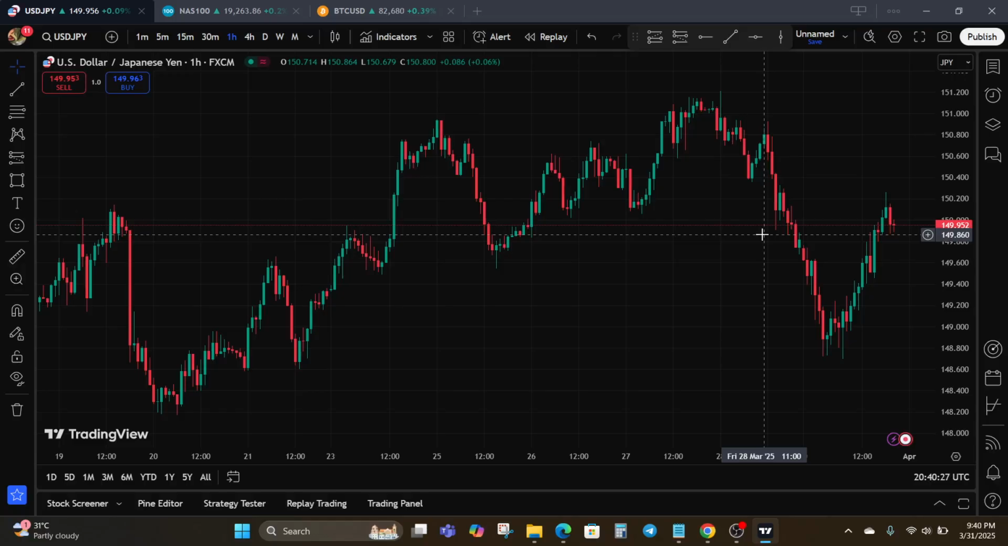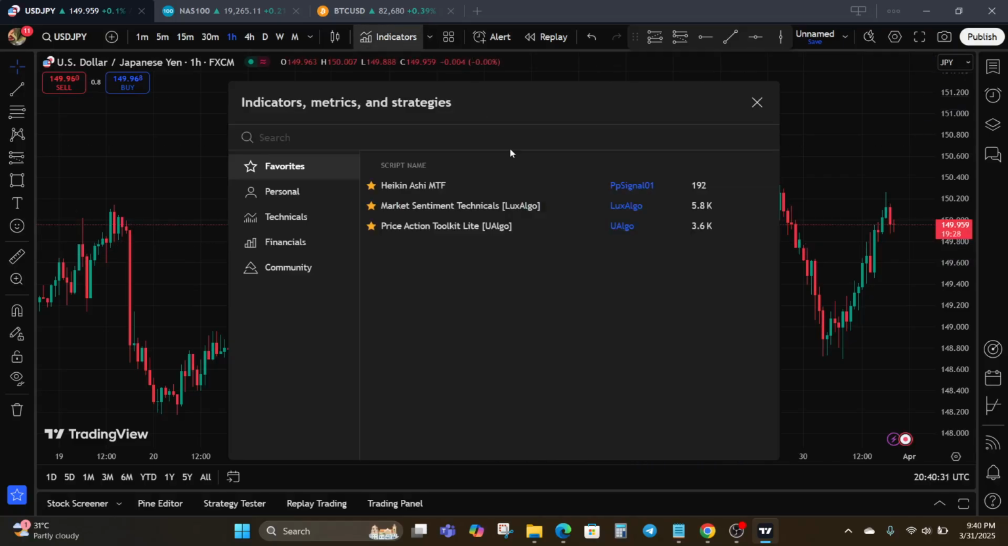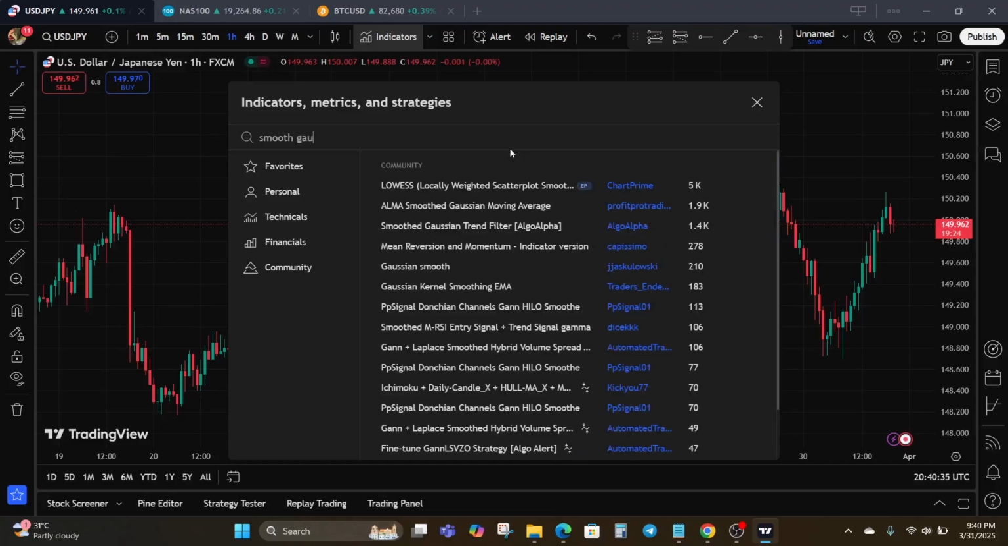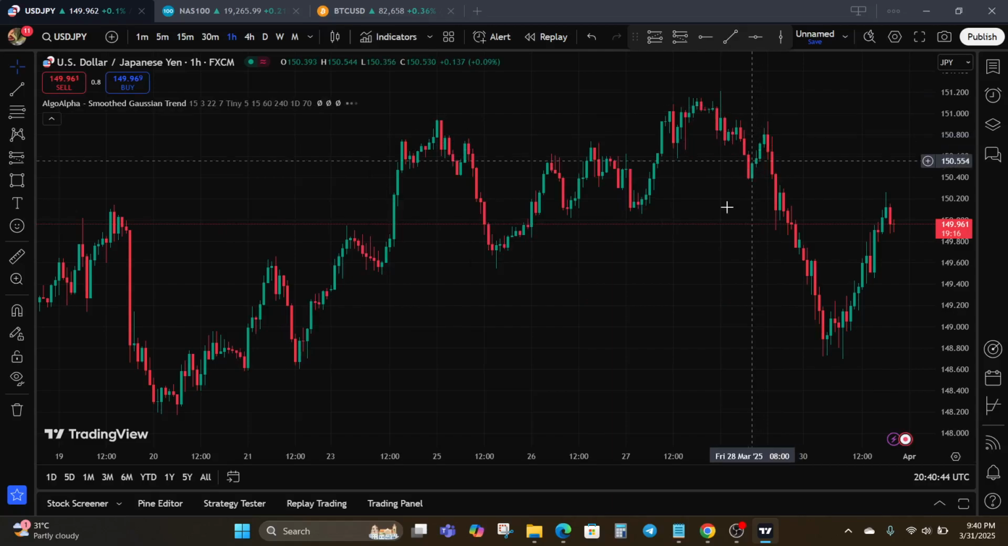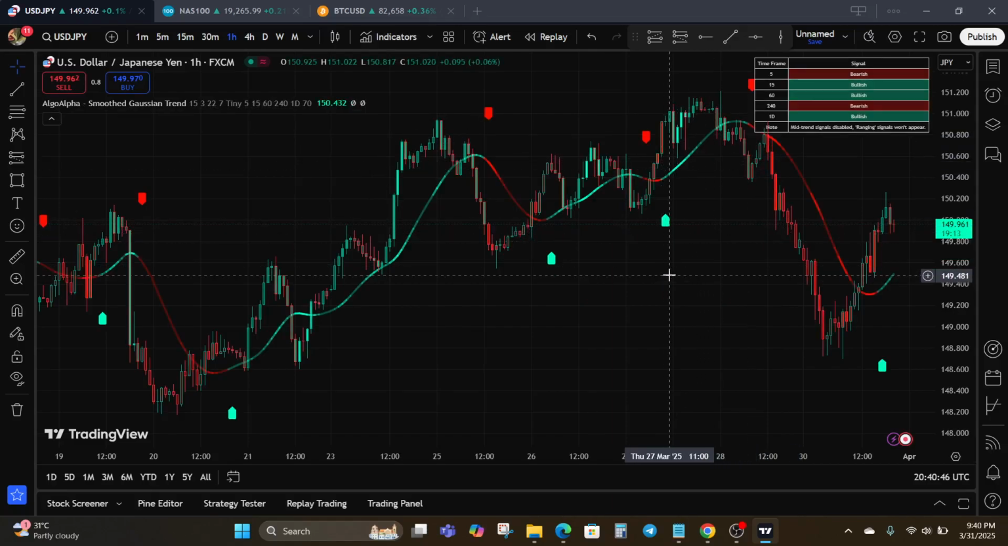All right, so we're going to be adding the Smooth Gaussian Trend Filter indicator right now to the chart. Okay, so this is how the indicator looks.